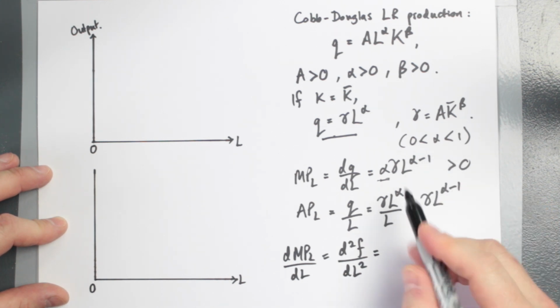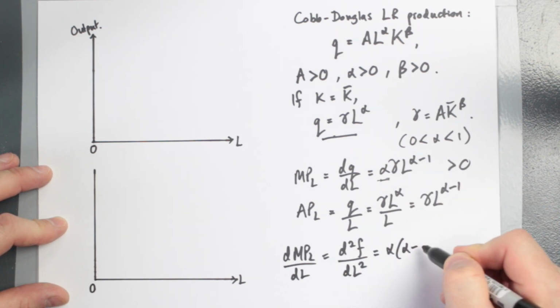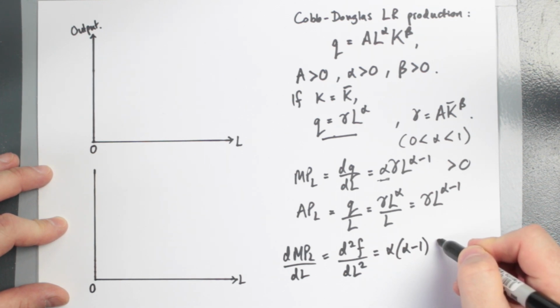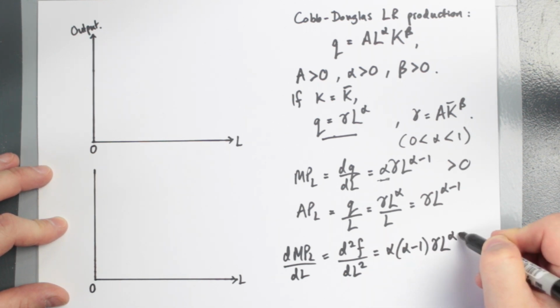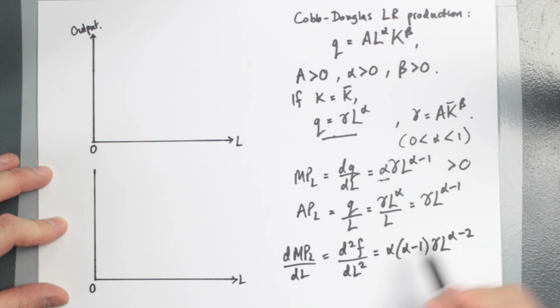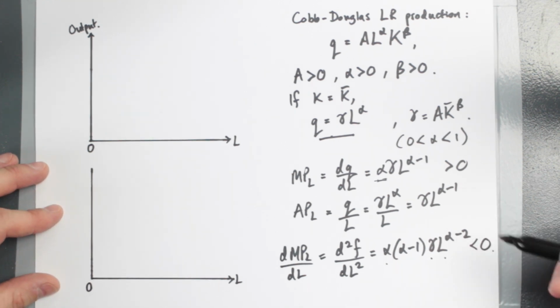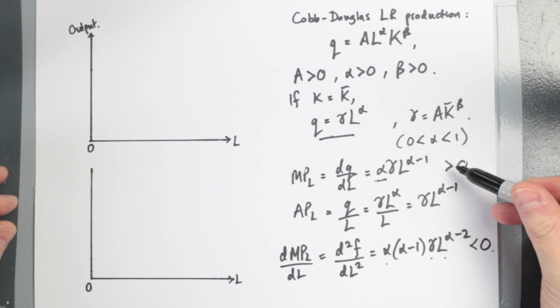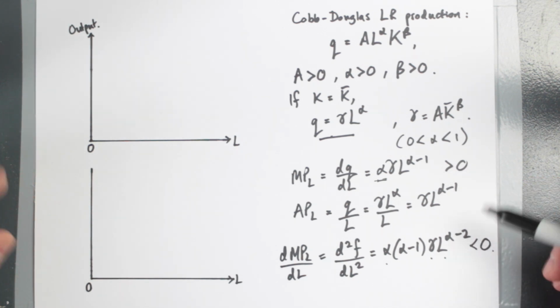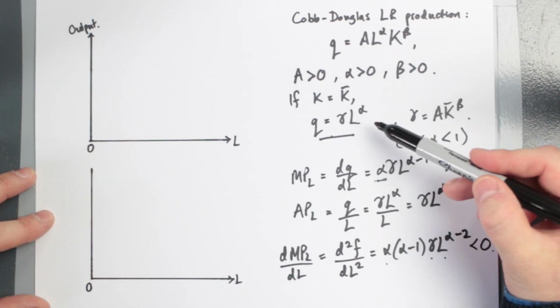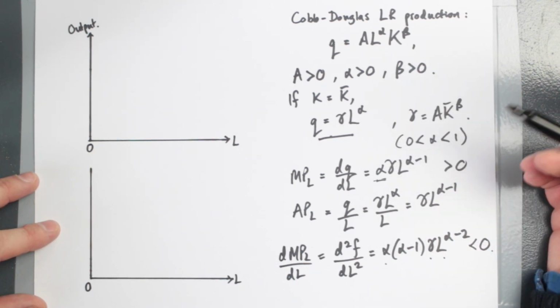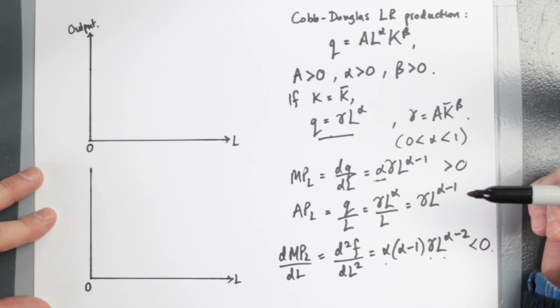So what would this be? I would have alpha times alpha minus 1 multiplied by gamma L to the alpha minus 2. Now this term and this term are positive, but this term in the bracket here, alpha minus 1, is negative. So the second derivative of the short-run production function is negative. Its first derivative was positive. So what does that tell us? Well, we know that means that this short-run production function is an increasing but concave function.